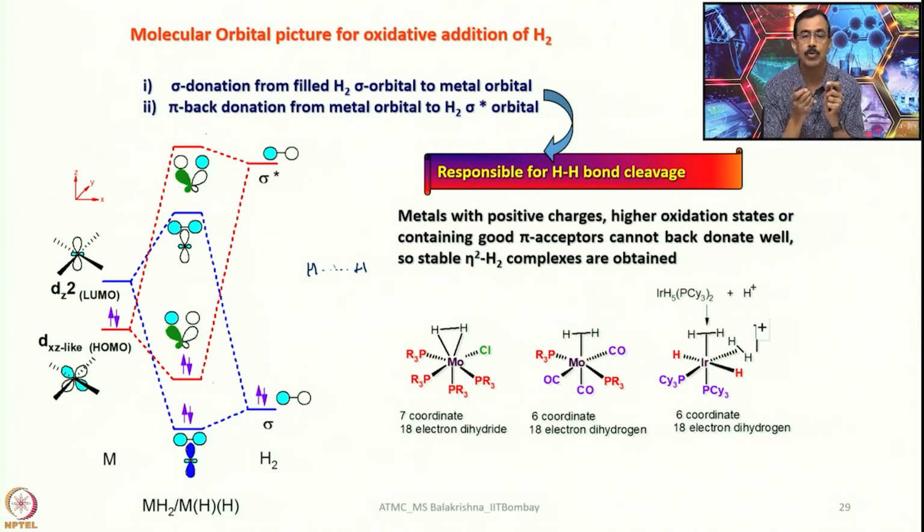So, we have to choose what we are looking for: whether we want to break HH to add oxidatively and generate 2 hydrides, or we want to retain it as a neutral ligand. That is in our hands.